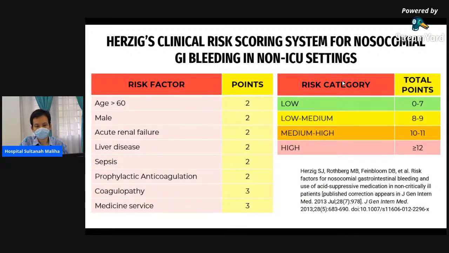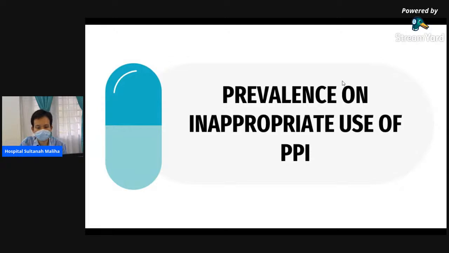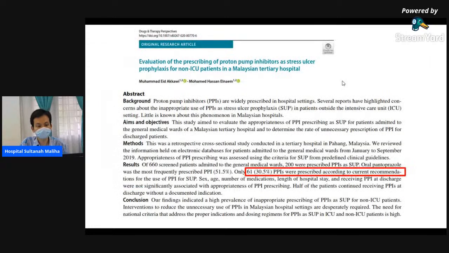So what does the current literature tell us about the prevalence of inappropriate use of PPI per se? I'm quoting from papers that we have here in local and international settings as well. No offense, but just open for discussion. So this is one of the papers published in our own country. I think it's Pahang because it's from UIA.